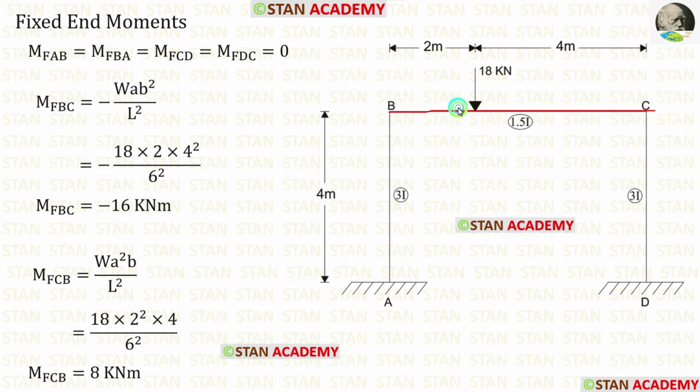In the beam BC, there is an eccentric point load 18 kN. The formulas to find the fixed end moments are minus W A B square upon L square and positive W A square B upon L square. Here W is 18, A is 2, B is 4, L is 6. After applying the values inside the formulas, we are getting M of BC and M of CB.